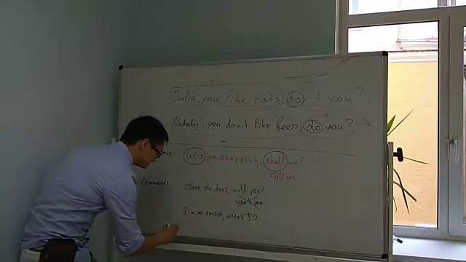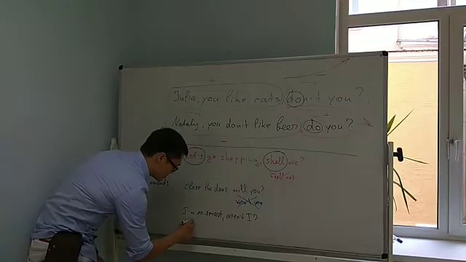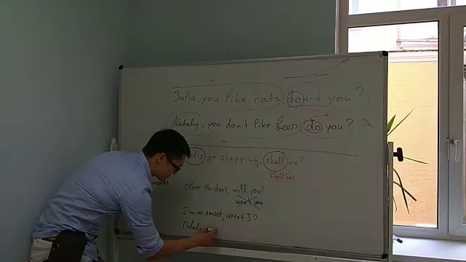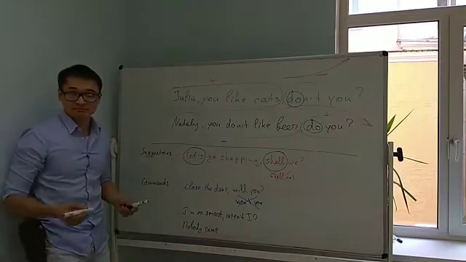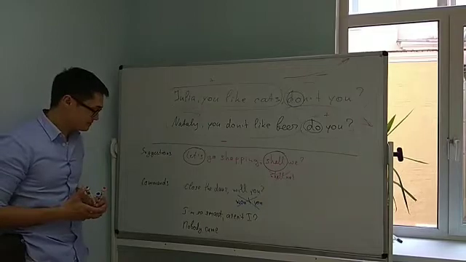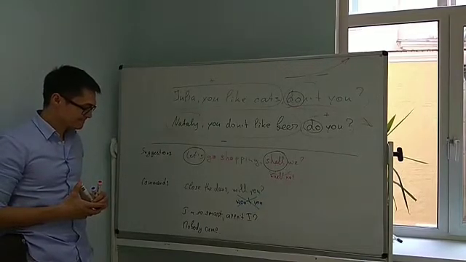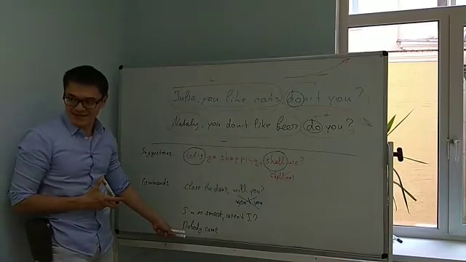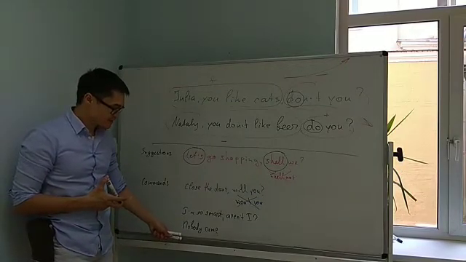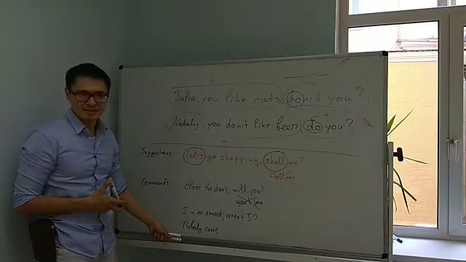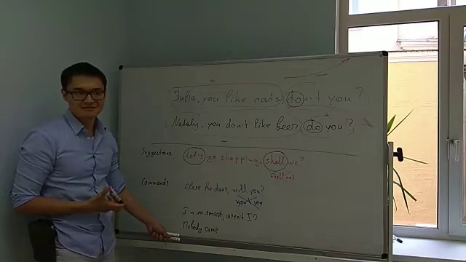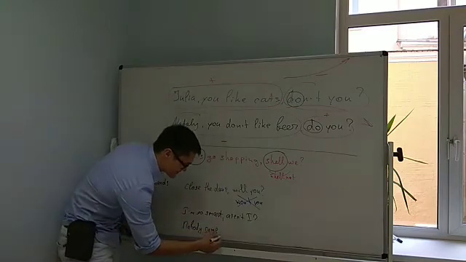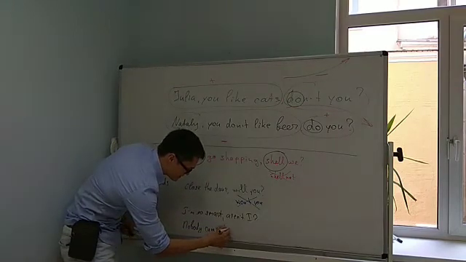Okay. And another exception is this. For example, nobody came. Nobody came, did they? Now, interesting. Nobody is a negative. It's a negative by default. But how do we refer to nobody? He, she, it, they. Right. And because it's negative, your tag is positive. Did they?